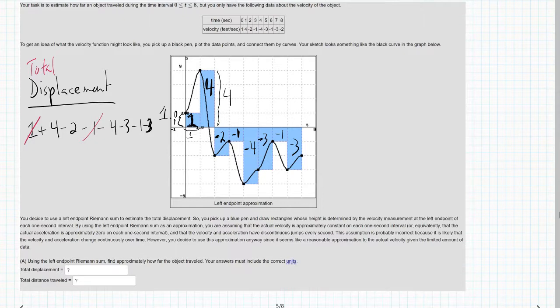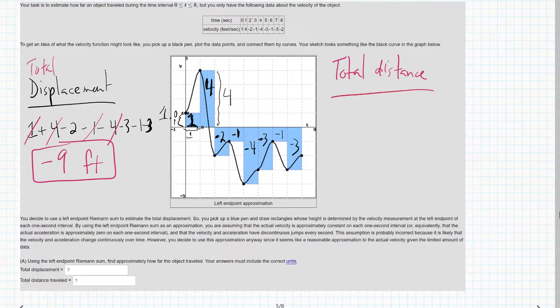So 1 plus 4, then the 4 will cancel off with that -4, so we get -2, minus 3, minus 3, so that's minus 8, minus 9. So our total displacement is negative 9, and then our units are feet per second, so that means it's negative 9 feet.